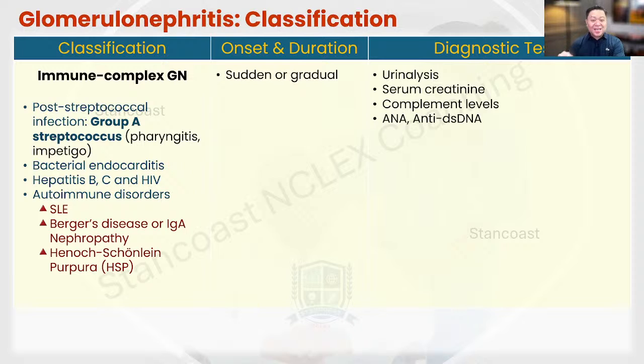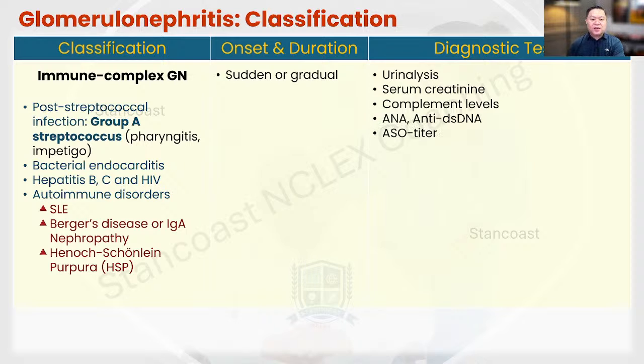So if there is, again, a high level of anti-dsDNA, well, again, it means that there is a flare-up, an ongoing SLE. Well, if there is a drop in the anti-dsDNA, it simply means that the person is having a good response to the treatment. Okay? So that's the significance about the anti-dsDNA.